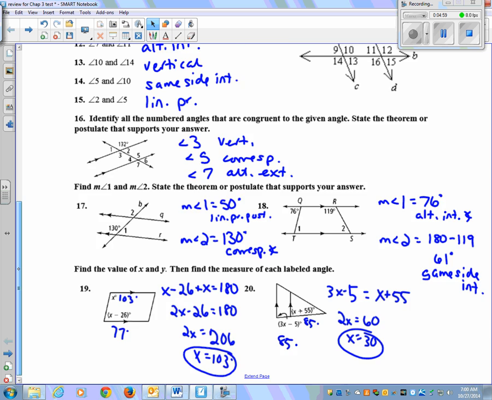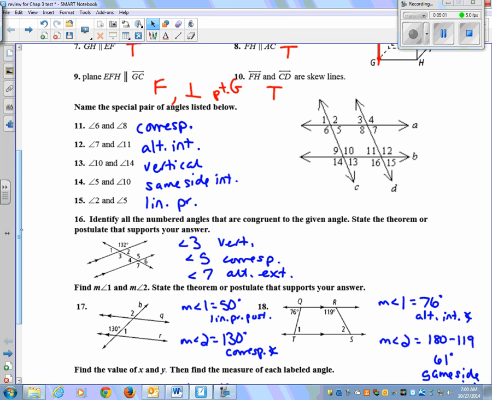Okay, so let's look at some of these answers here, 11 through 15. 6 and 8 are corresponding angles if you look at these C and D as being parallel. 7 and 11 are alternate interior. Again, this time we're actually going this way. A and B are parallel. 10 and 14 are actually vertical angles. Nothing needs to be parallel there. 5 and 10, same side interior angles if A and B are parallel. And 2 and 5 are linear pair. Those don't need anything for being parallel.